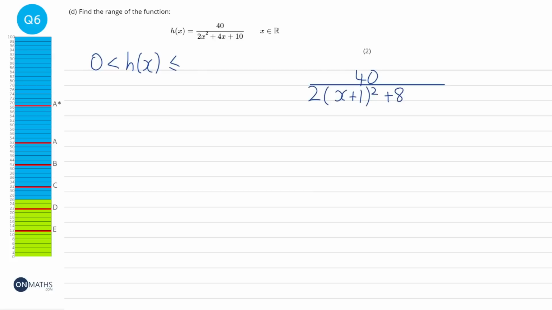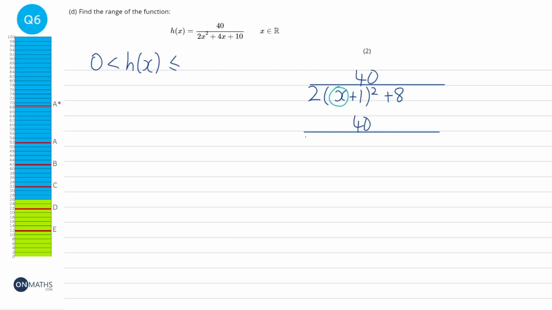Now to find the maximum, to find the biggest this fraction can be, we want to make the denominator the smallest it can be. Now, having rewritten it like this, you can see that if x is -1, it will just get rid of that bracket, it will just be 0. And so that will be the minimum it will be. And so it will show the overall maximum.